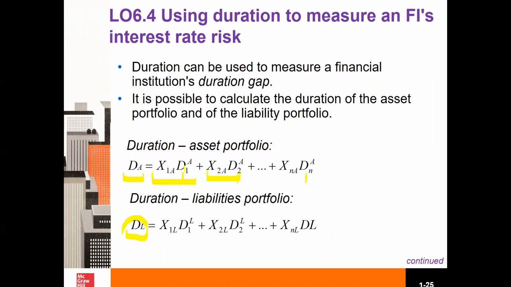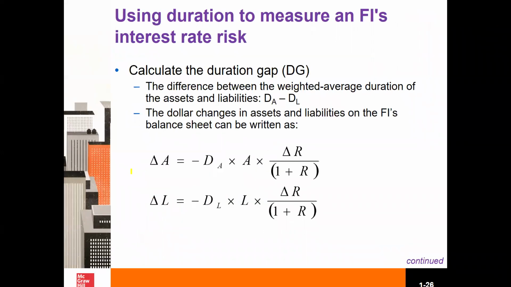This continues, and as we sum them up, we get the duration of the asset portfolio. Similarly, we get the duration of the liability portfolio. Once we have the duration of the asset portfolio and the liability portfolio, as we deduct the duration of the liability portfolio from the duration of the asset portfolio, we get the duration gap. This is how we find it out: duration of assets minus duration of liabilities is the duration gap.